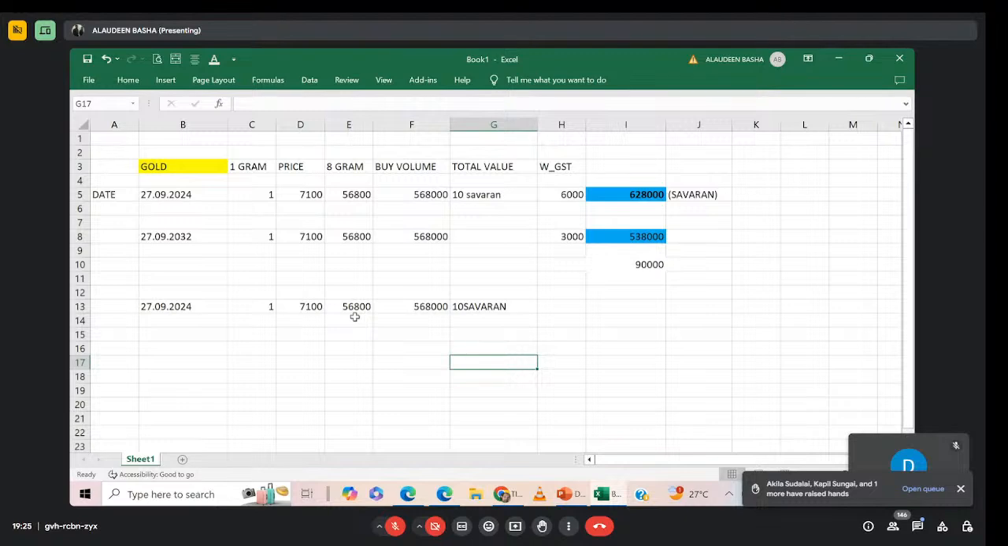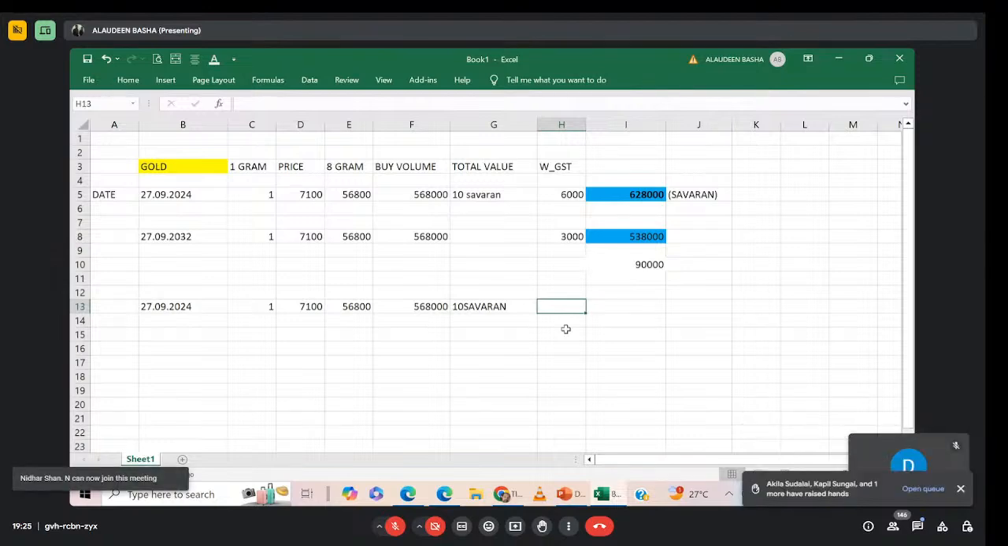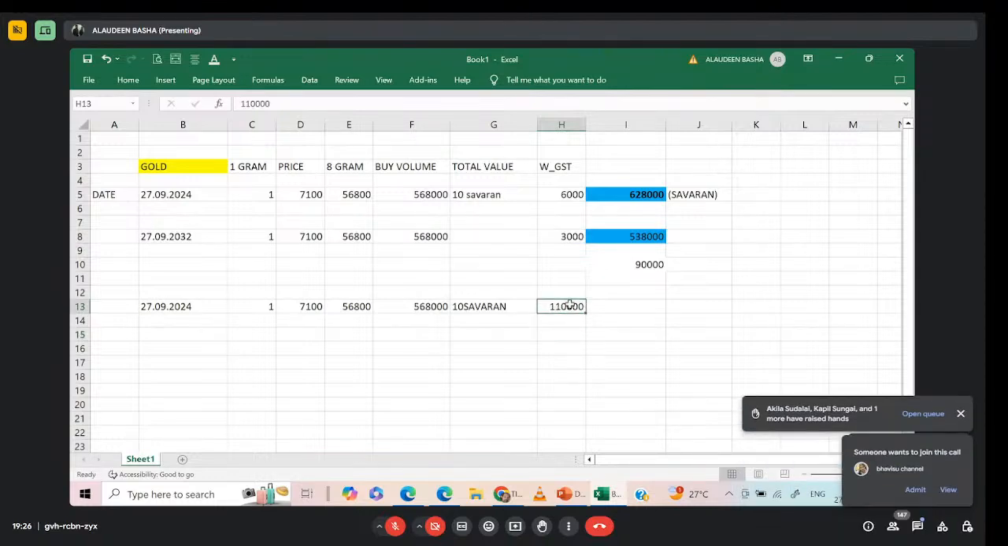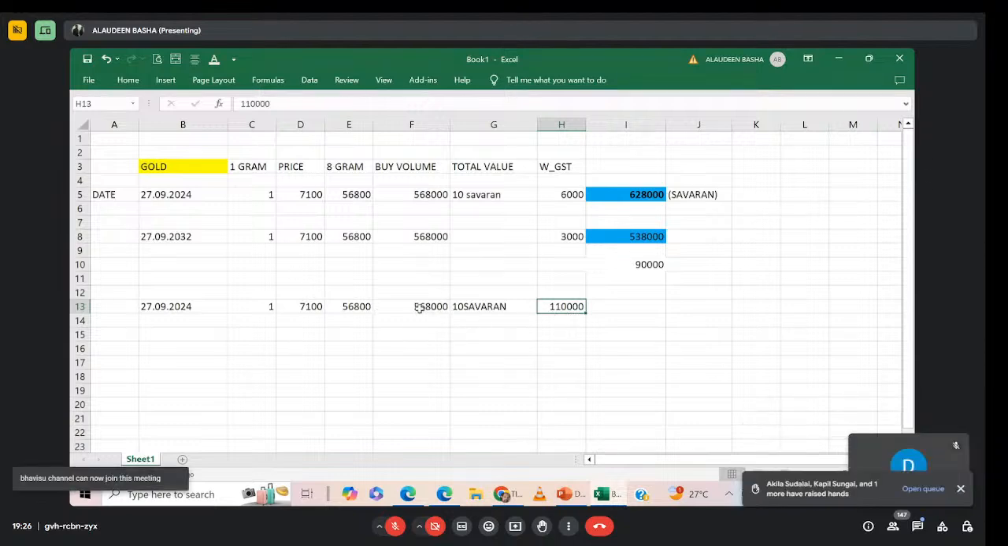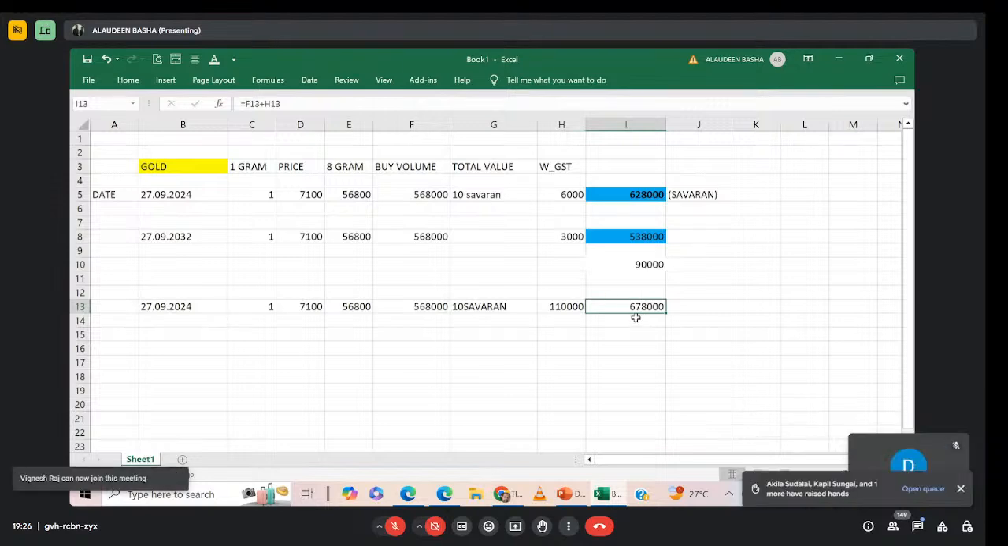Okay, ma'am. So you can just calculate 20% of 5,68,000. That is approximately 1,10,000 return. You get this return from the 5,68,000. Now you can add the two values. Your investment is 5,68,000 plus 1,10,000. This is your net return of 7,68,000 after you sell at the end of 8 years.